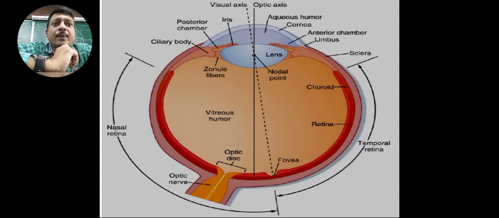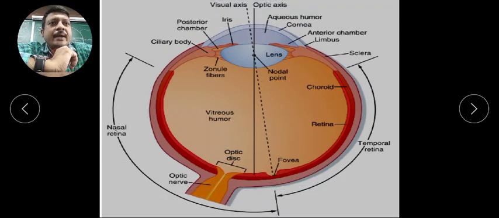This is the picture of a normal eye, and this one is the cornea, this one is the anterior chamber, this one is the lens, this is the choroid, and this one is the retina. In the posterior pole of the eye there is a yellowish area which is known as the macula lutea.